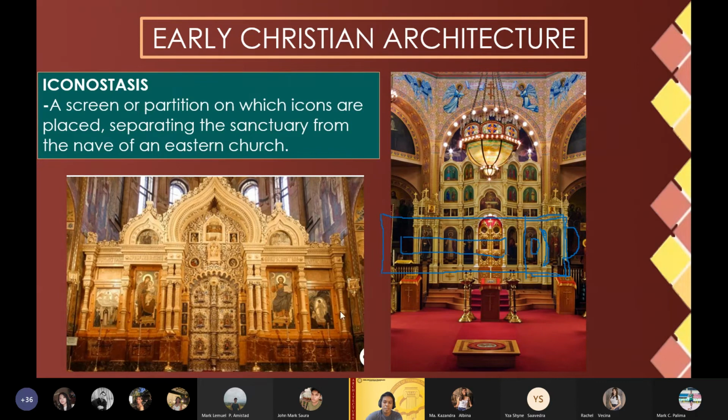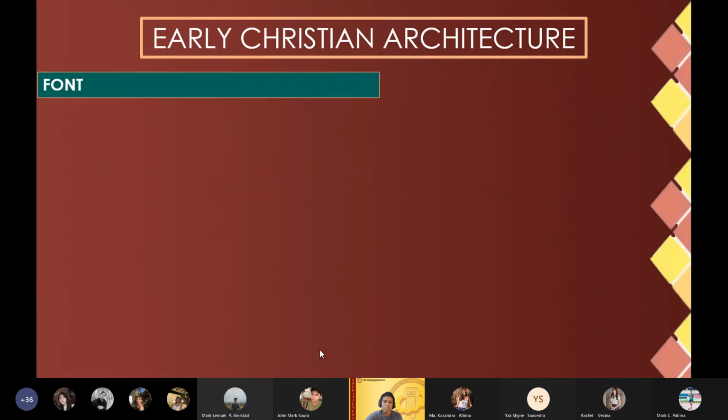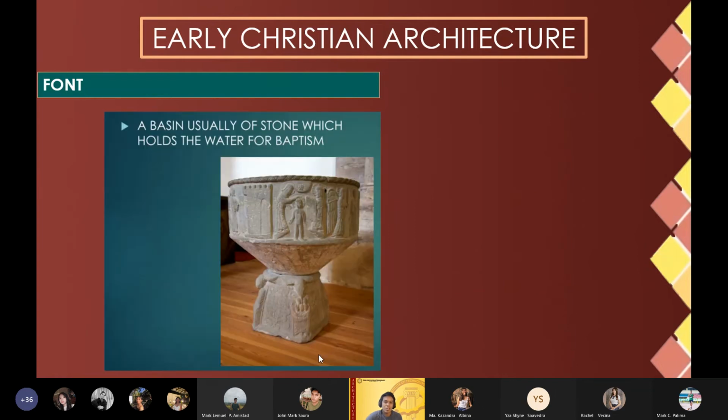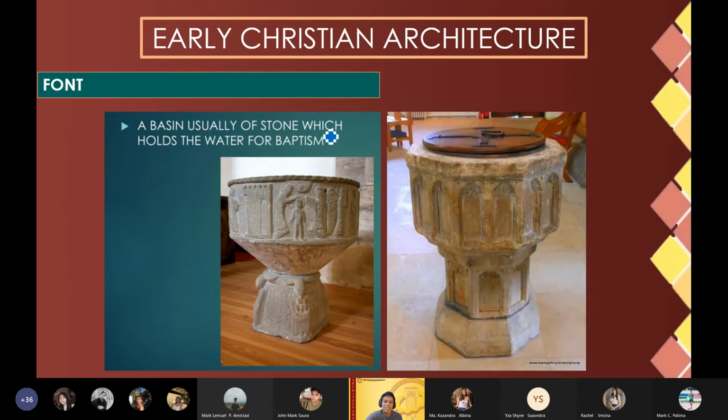Okay, so again, another term after iconostasis: font. So dili na siya font nga text nga font. Font is a basin, usually of stone, which holds the water for baptism. Naa diha ang holy water, diha ka i-baptize. Some of them have covers para dili makontaminate ang water, kay mahugmang guna nga stagnant if ever dili nila malimpyuhan.